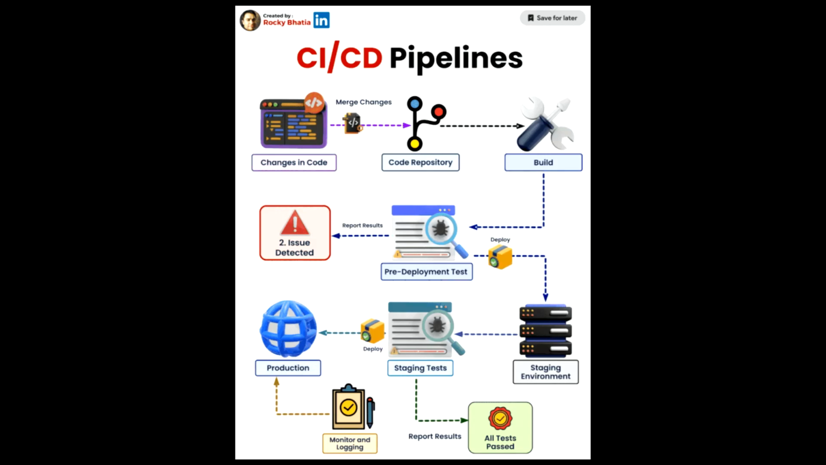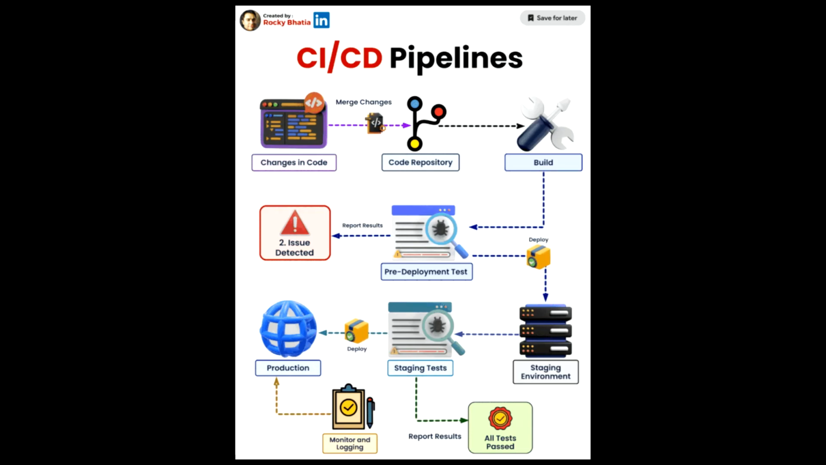If the condition is satisfied, then it will go to the staging environment to deploy. If not, then it will generate a report result. So if some issue has been detected, a report will be generated. Once the pre-deployment test has passed, it will go to the staging environment. The staging environment can be UAT, SIT or any type of staging environment, or production, pre-prod and so on.